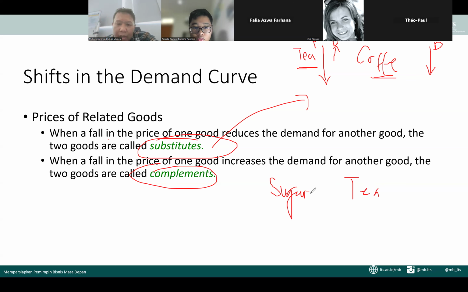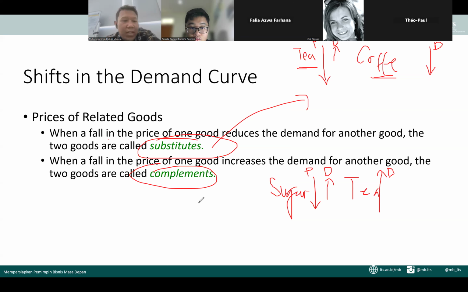So what happens when there is a fall in the price of one good? We have a fall in the price of sugar, meaning that the quantity demanded for sugar will increase. And because we have much sugar, we will also buy tea. So the demand for tea will also increase. So this is a kind of relationship between substitute and complement goods. They will affect one another.